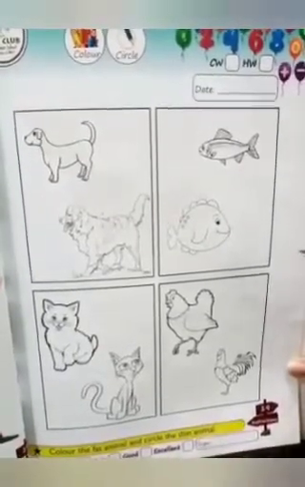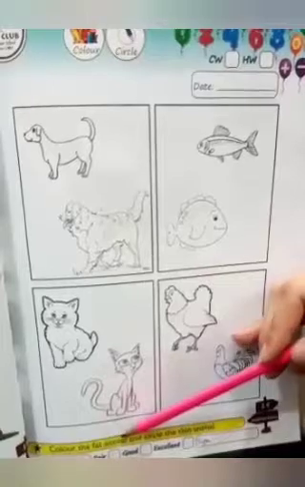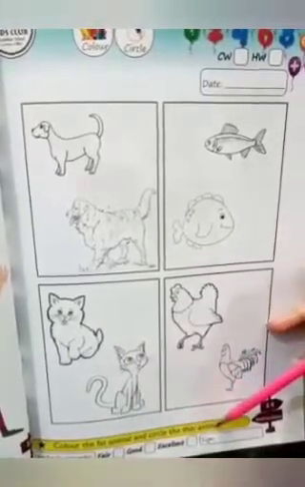Look at page 19. Here we have some pictures. Color the fat animal and circle the thin animal.